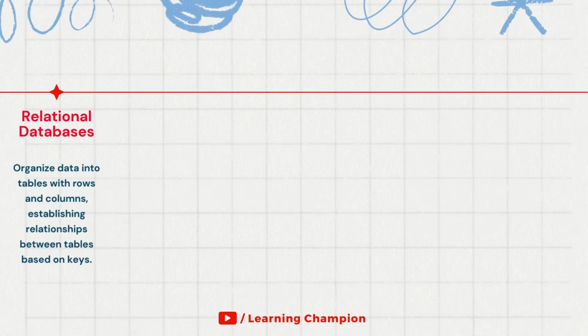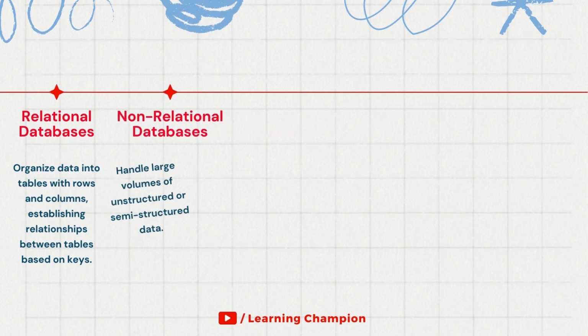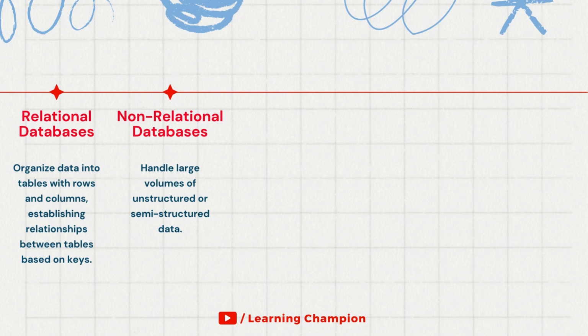First is relational databases. They organize data into tables with rows and columns, establishing relationships between tables based on keys. Next is non-relational databases. They are designed to handle large volumes of unstructured or semi-structured data. They offer flexible schema designs and are often used for big data and real-time web applications.